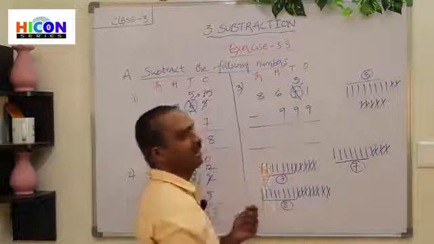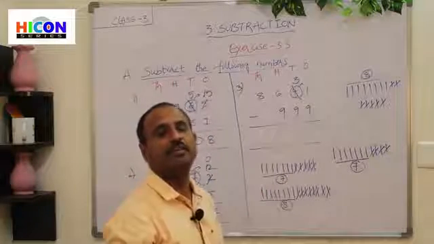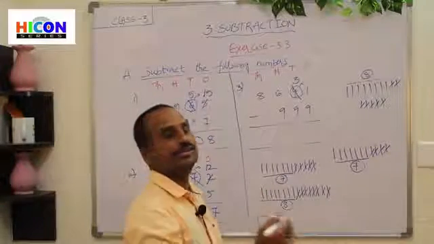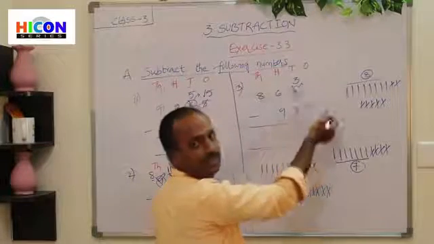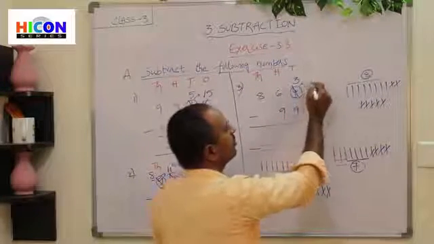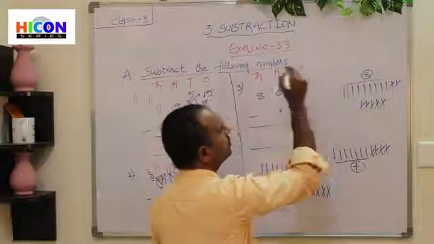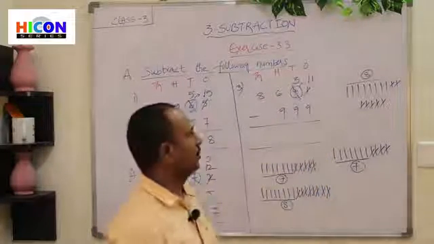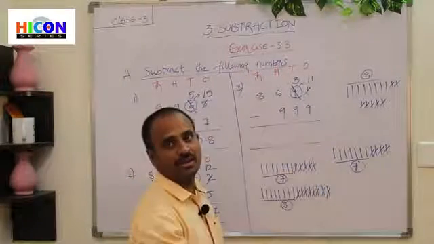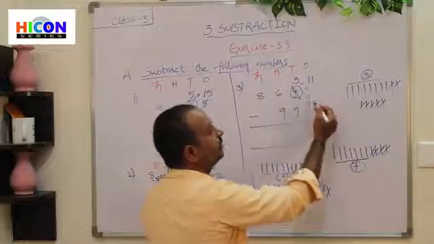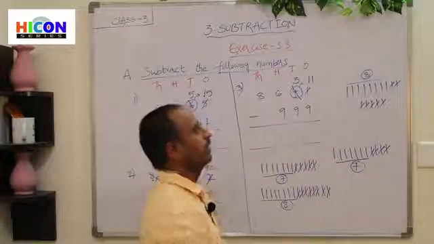If you carry 1 ten to the ones place, then 1 ten becomes how many ones? 10 ones. So there are already 1 one and these 10, and the total becomes how many ones? 11 ones. So write 11. Now the subtraction is possible because 11 is the greater number, 9 is the smaller number, and we can subtract 9 from 11.